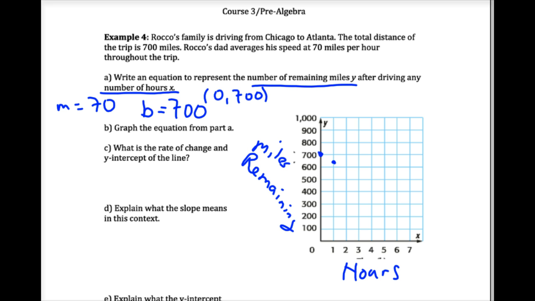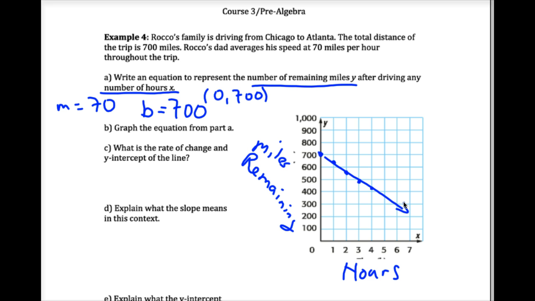What about 2 hours? How many miles remaining till you get to Atlanta? 560. Is it 560? Yeah. 700 minus 70 minus 70. So 560. So that'd be just a little bit above 550. The next one would be 490. Right? So at 3 hours, we're at 490. Notice, are we making a straight line, guys? Yes, we are. The next one will be like 420. You just use your best judgment here.